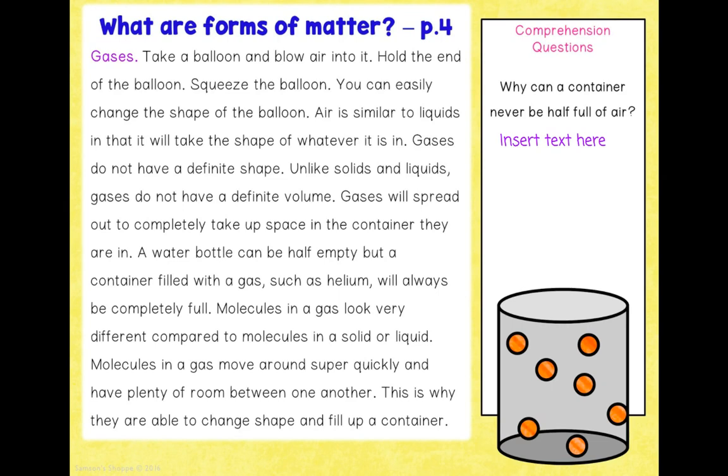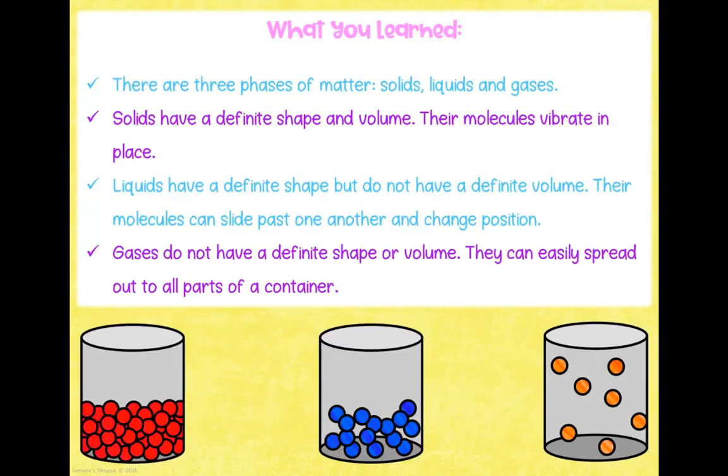A water bottle can be half empty, but a container filled with a gas, such as helium, will always be completely full. Molecules in a gas look very different compared to molecules in a solid or liquid. Molecules in a gas move around super quickly and have plenty of room between one another. This is why they are able to change shape and fill up a container.